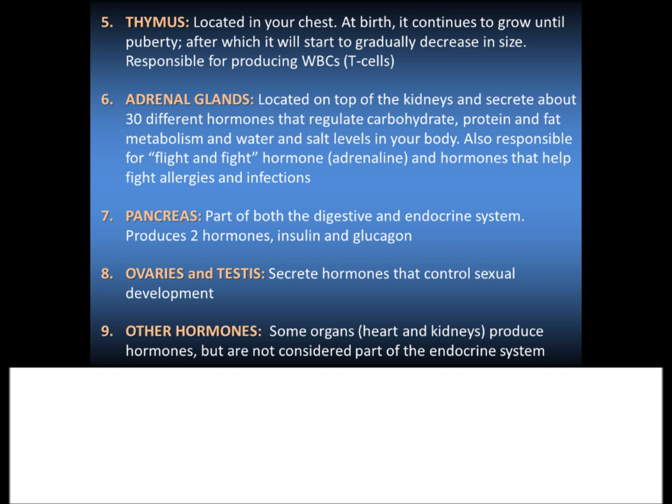The sixth gland that we'll be talking about is the adrenal gland. These are located right on top of the kidneys, and they secrete about 30 different hormones that regulate carbohydrate, protein, and fat metabolism, as well as the water and salt levels in your body. Also, it is responsible for the secretion of the hormone known as adrenaline.